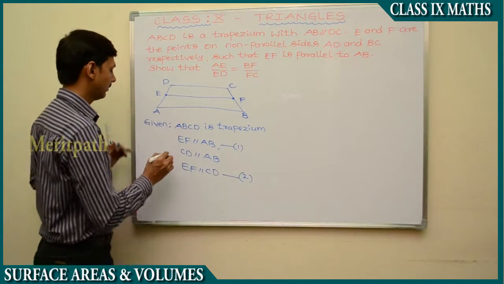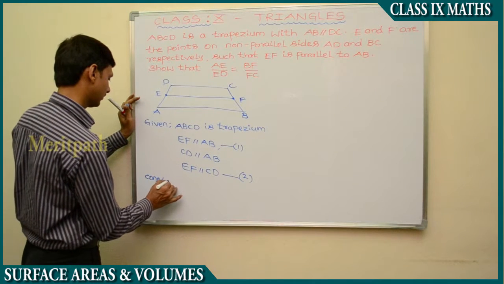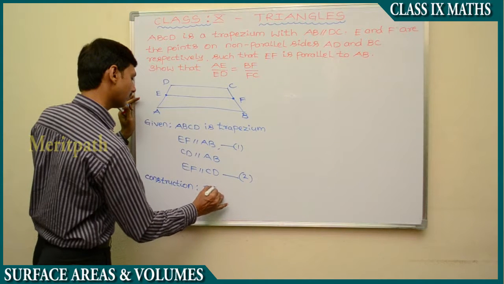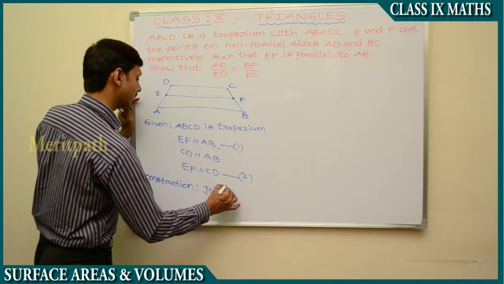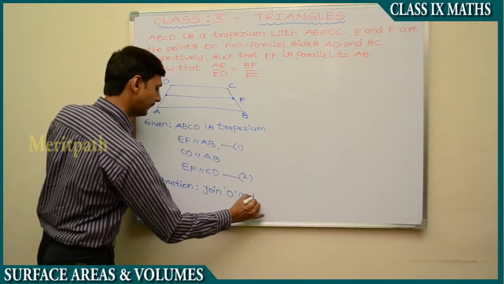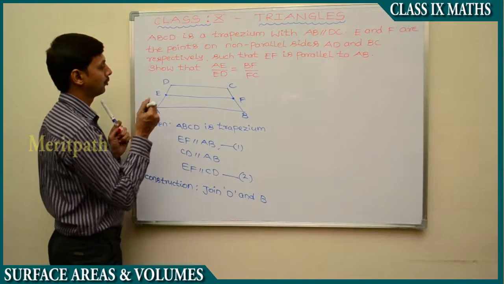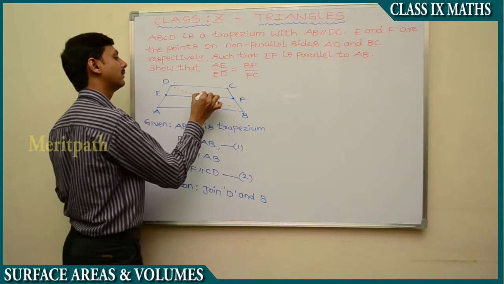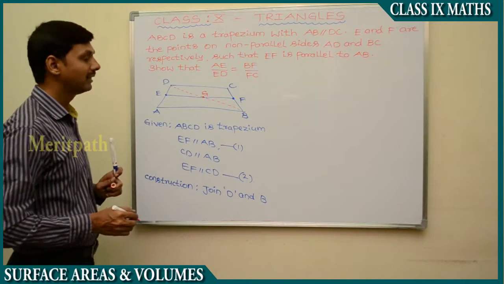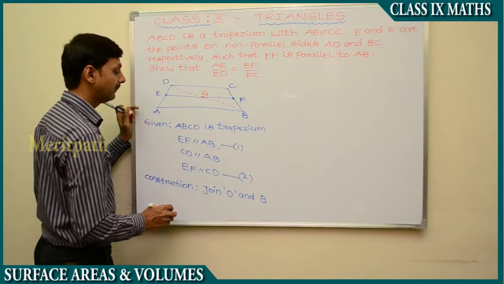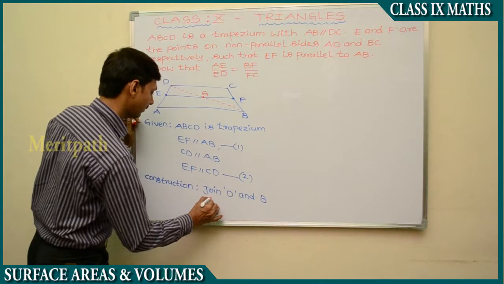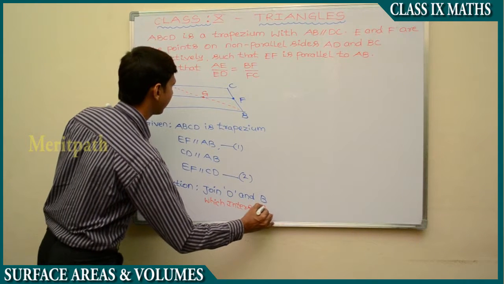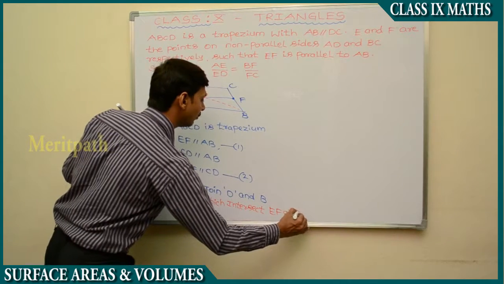So let's do one construction. Join D and B, and let this intersect EF at the point G. So D and B are joined, and it intersects EF at point G.